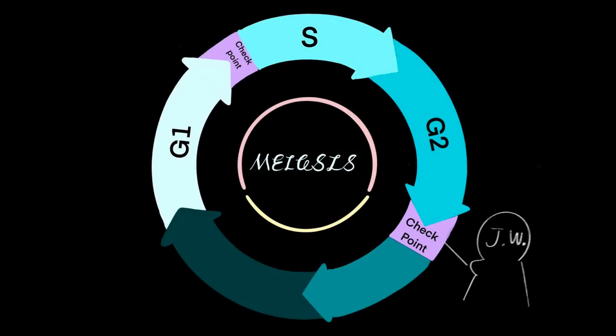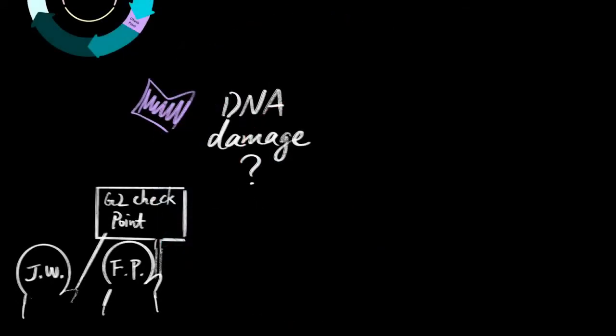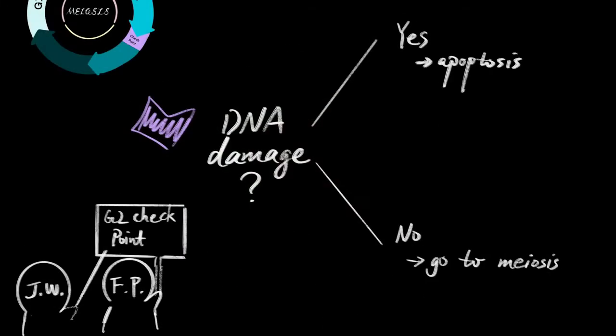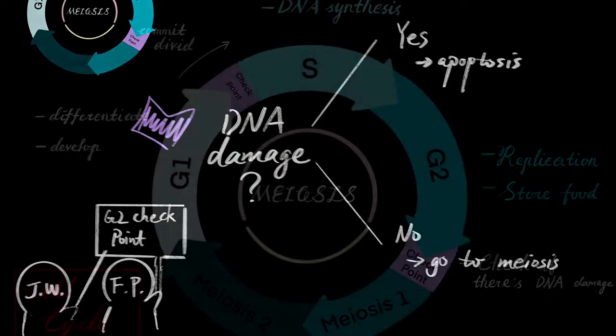One last check before takeoff. It's the G2 checkpoint. Here, a cell is checked for DNA damage. If it has DNA damage, then it will try to fix the damage or make it commit apoptosis, cell death. If the cell is fine, the cell proceeds into M phase.